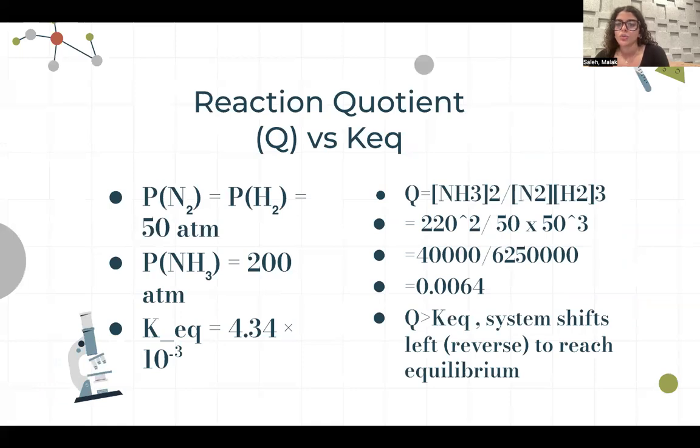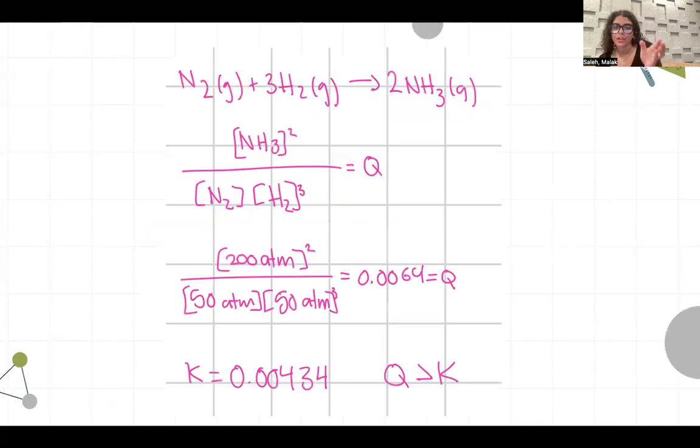For finding Q and comparing it to K, this is a rough sketch of what they provided us with and how you would solve for it. We see that Q is greater than K, which we know means that the system shifts left, so in the reverse direction, in order for it to reach equilibrium. This is another, clearer image of the way that I solve for Q. Again, the value they gave us for K is smaller than the Q that we found. So it'll be in the reverse direction.